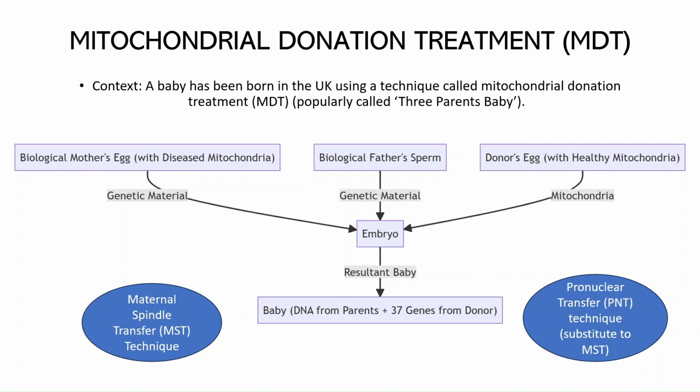On the other hand, in PNT, the eggs are fertilized with the sperm in the lab to create an embryo. The nuclear genetic material within each embryo is then transferred into the embryos created using the donated eggs and the sperm from a sperm provider, right? And again, the nuclear genetic material will have been removed from the donated eggs. So, remember one thing, in each case, nuclear genetic material is removed from the donated eggs, right? Both the techniques work equally effectively.